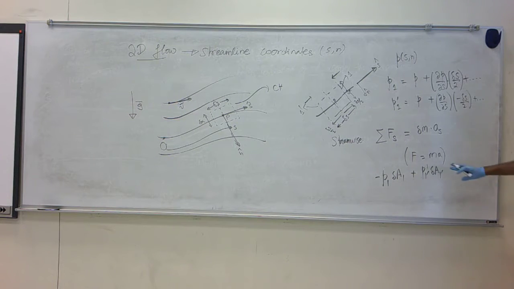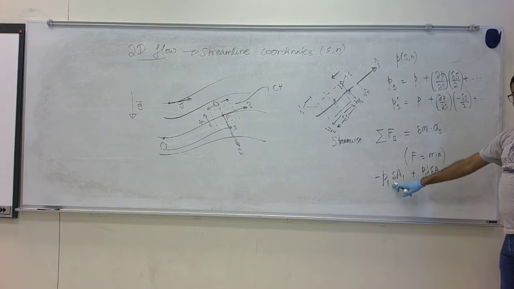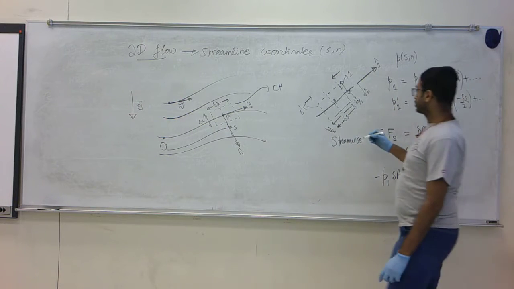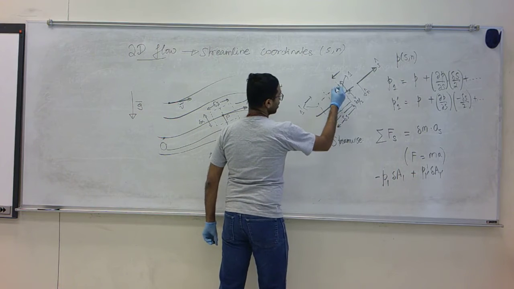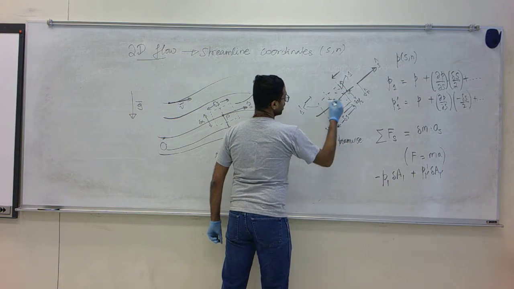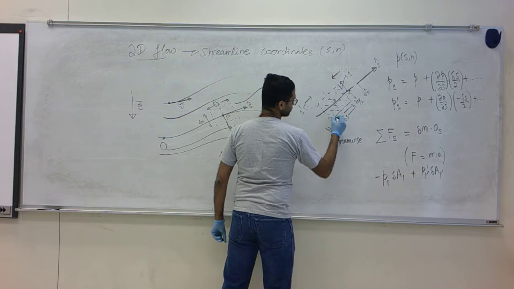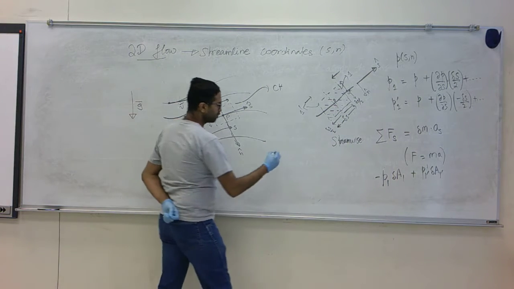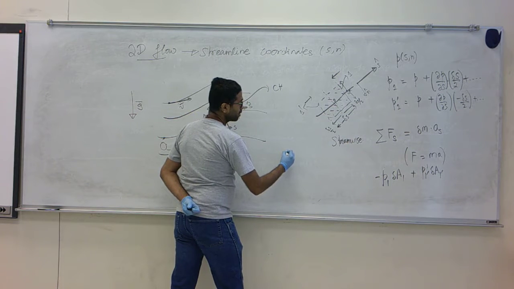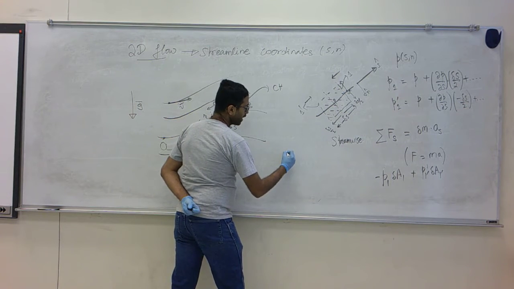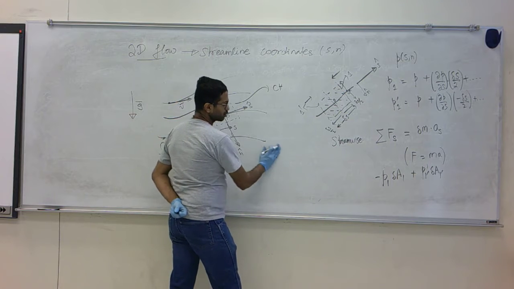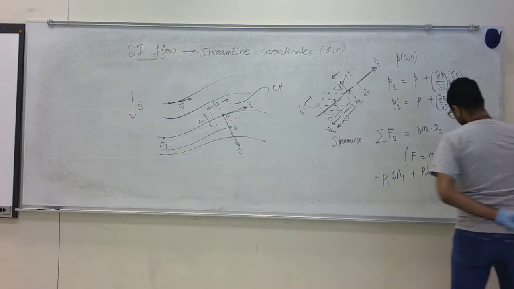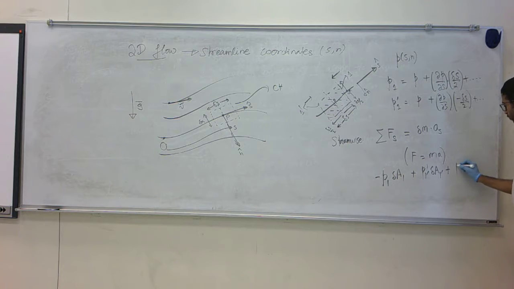Okay, that is only due to the pressure force. Now what about gravity? What about gravity? This entire volume here. What would be the weight of that fluid? So if I write plus the force due to gravity is equal to, what is delta m?